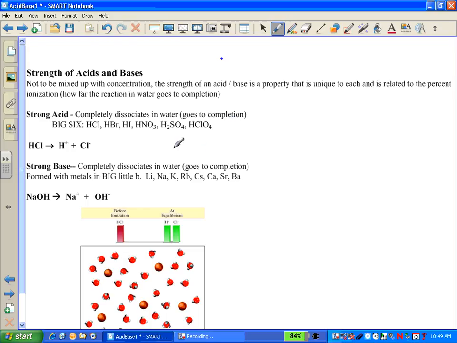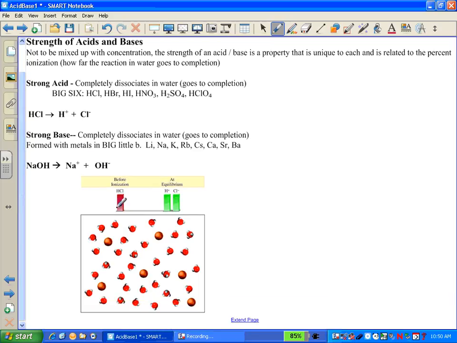By definition, a strong acid is something that dissociates completely. So when we're dealing with strong acids and bases, we're dealing with complete arrows. And these really fit the Arrhenius definition of acids and bases. So these are the strong acids, and anytime you're dealing with one of these acids, this is how they will behave when they are in water. They simply dissociate completely to produce H plus and the counter ion. The strong bases also dissociate completely. They are salts formed with the metals from what I refer to as the big little b on the periodic table, and hydroxide ions, and those dissociate completely.